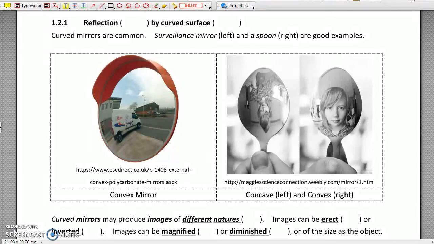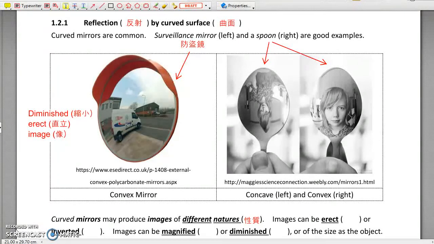1.2.1 Reflection by curved surface. You should have seen surveillance mirrors in a car park or in a supermarket. They are convex mirrors. A spoon, on the other hand, has both a convex and a concave surface. They are curved surfaces that also reflect light and produce images. You can see that images formed by different mirrors are rather different.